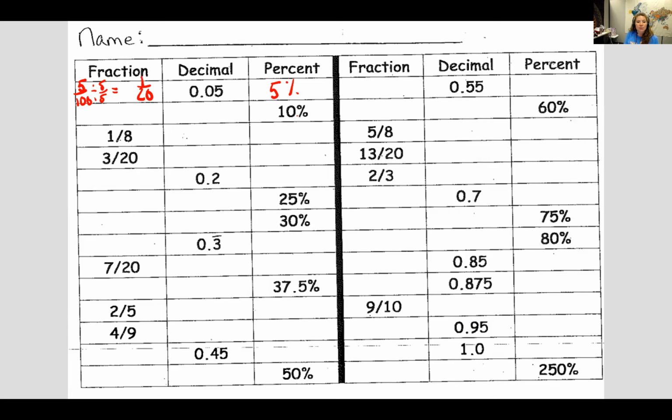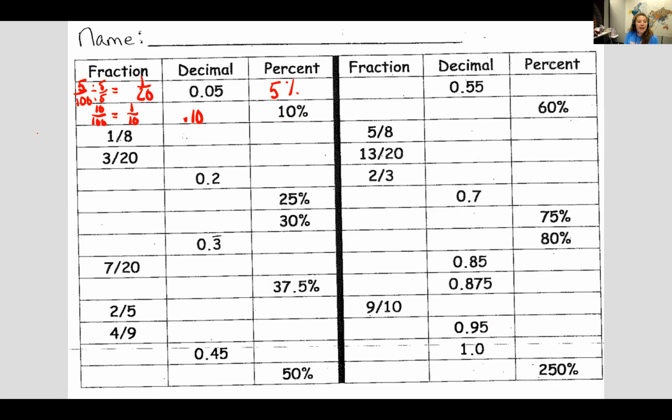The next one, 10%, I move my decimal up 2 places or to the left, and I get 0.10. So that 0 is in the hundreds. So I can start off with 10 100ths, which simplifies to 1/10.